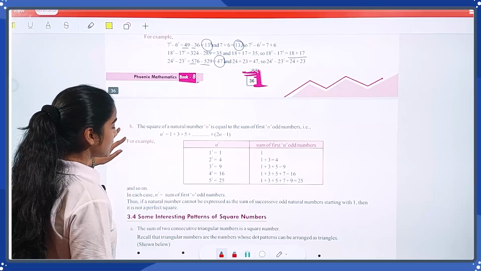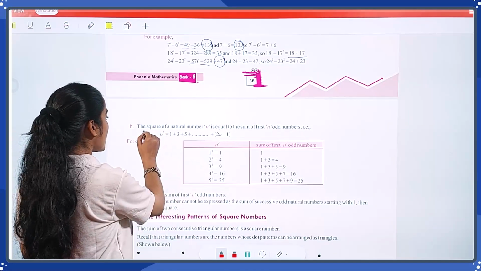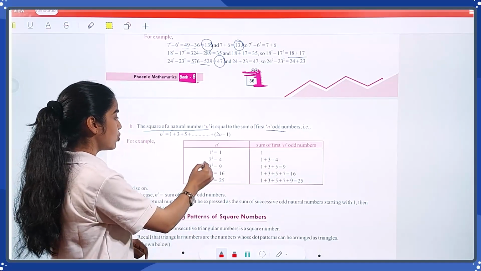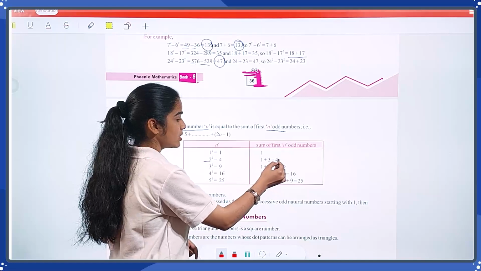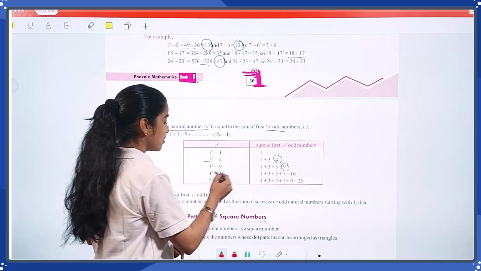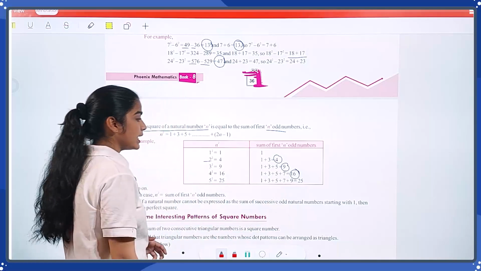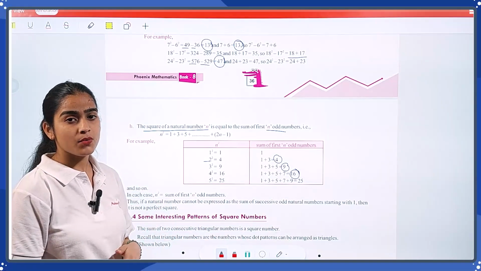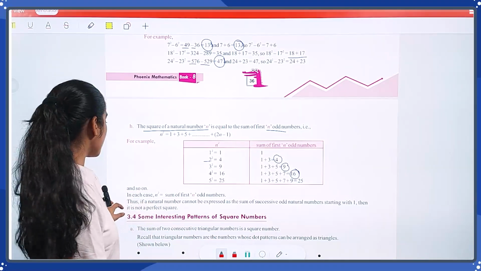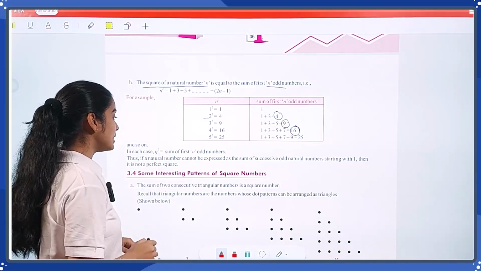The square of a natural number n is equal to the sum of the first n odd numbers. So when we take the first 2 odd numbers, 1 plus 3 is 4. The first 3 odd numbers, 1 plus 3 plus 5 is 9. The first 4 odd numbers, 1 plus 3 plus 5 plus 7 is 16. So while you add the first 2 odd numbers, you will get 2 square. While you add the first 3 odd numbers, you will get 3 square, and so on. So in each case, n square is equal to the sum of the first n odd numbers.